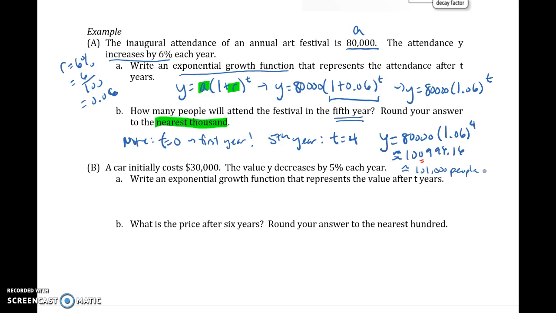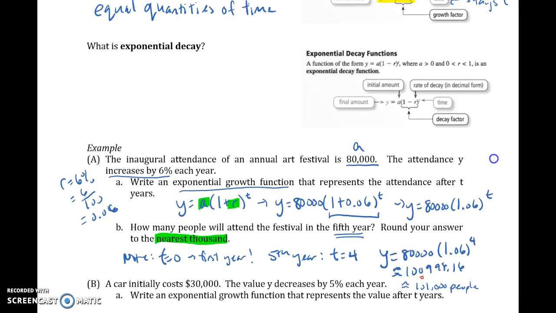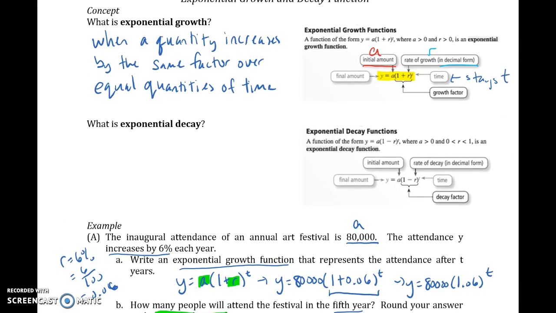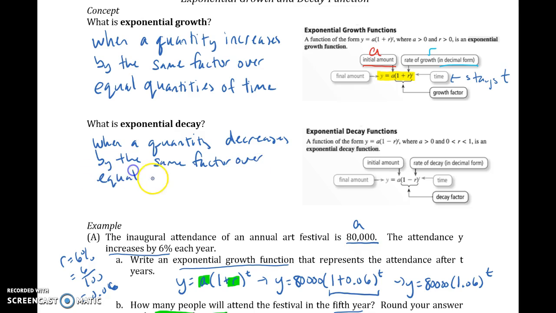Okay? Let's go back up and talk about decay. So exponential growth is when we're increasing. If you're thinking decay, decay means to decompose or to break apart. We're going to get smaller for exponential decay. So it's basically the same idea, but instead of increasing, we're going to decrease. So it's when a quantity decreases by the same factor over equal quantities of time.